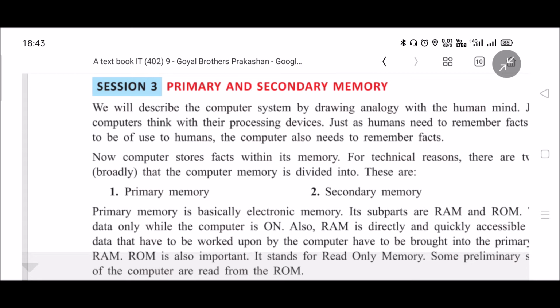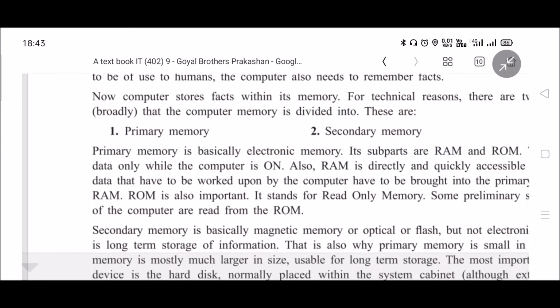Primary memory is basically electronic memory. Its subparts are RAM and ROM. RAM is directly and quickly accessible: data that have to be worked upon by the computer have to be brought into the memory, RAM. ROM is also important. It stands for read-only memory. RAM stands for random access memory.